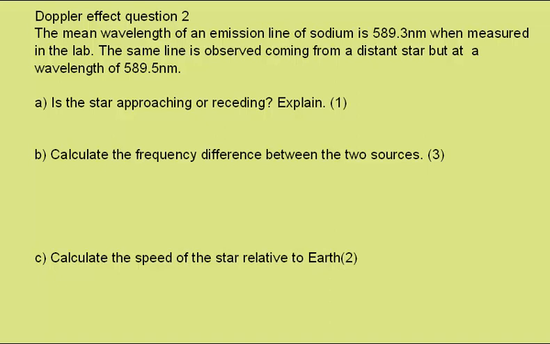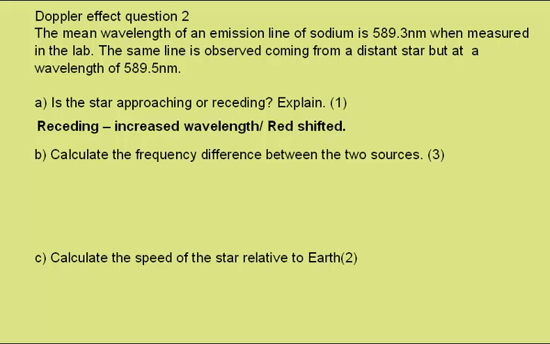Well, with 1 mark, you're not going to get a mark for saying approaching or receding, it will be for the explanation. The wavelength has gone from 589.3 nanometers to 589.5 nanometers, a longer wavelength showing the light has been redshifted, so the star is moving away. So the star is receding, we have an increased wavelength, or the light is redshifted.